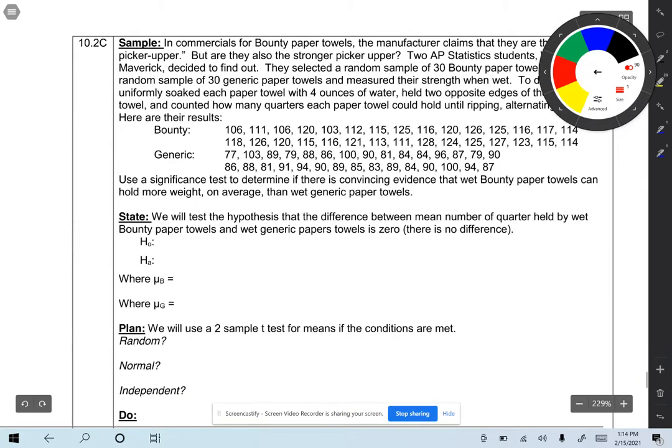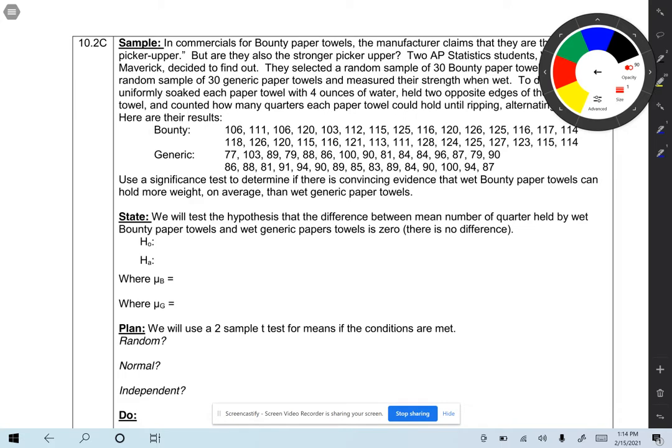And let us do one sample problem. In commercials for Bounty paper towels, the manufacturer claims that they are the quicker picker-upper, but are they also the stronger picker-upper? Two AP statistics students, Wesley and Maverick, decided to find out. They selected a random sample of 30 Bounty paper towels and a random sample of 30 generic paper towels and measured their strength when wet.